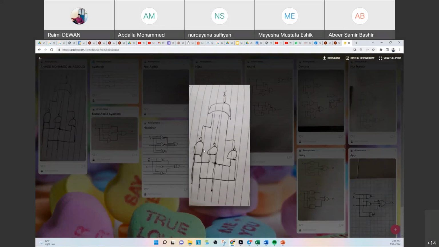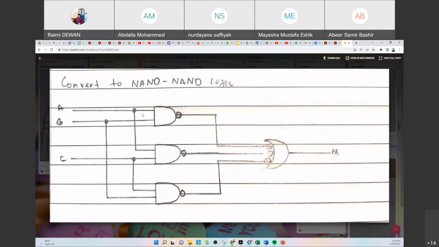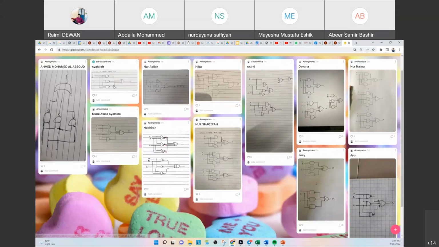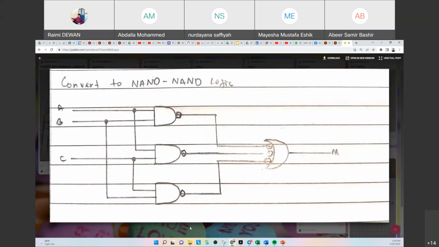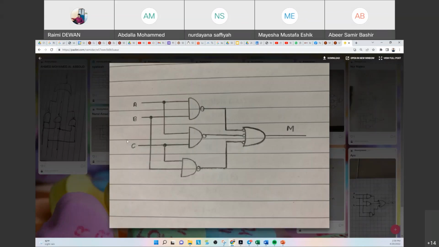Ahmed, you made it wrong. This one is correct, however there is no bubble here, so this one is wrong. You lose a mark here. Understand, Ahmed? If you understand, just give a thumbs up. Okay. It's okay to make mistakes, at least you don't repeat. Shahira, okay, let's see Shahira. Okay, Shahira is correct. This one is equivalent to a NAND gate. Nurul Aina, correct as well.